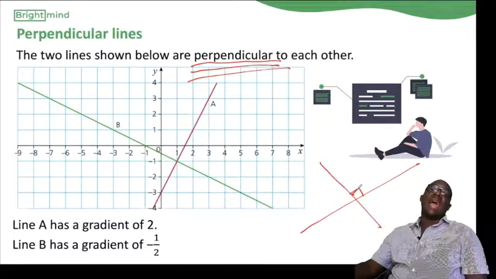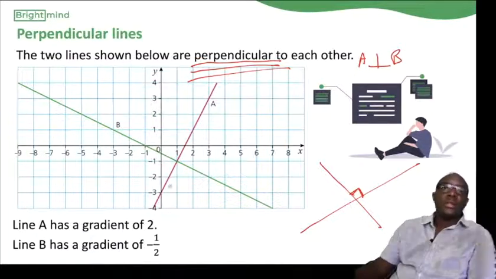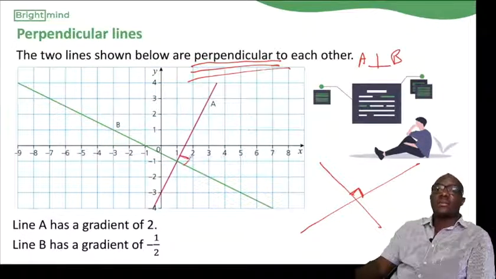So that's a right angle. So that's perpendicular. Usually the symbol that we use for perpendicular is something like that. So if we say A is perpendicular to B, that's the symbol we'll use. Okay? So we've got two lines here, A and B, that are perpendicular to each other. It means that there is a right angle between the point of intersection.